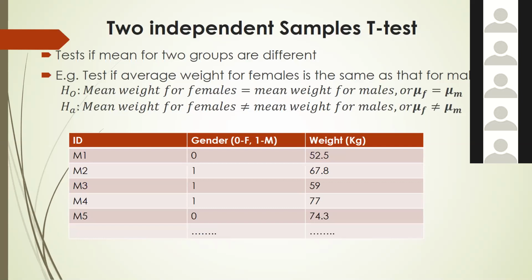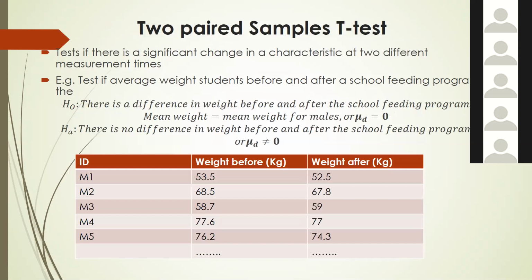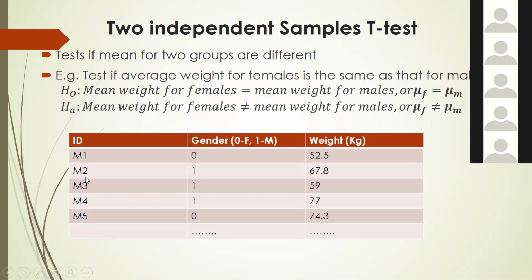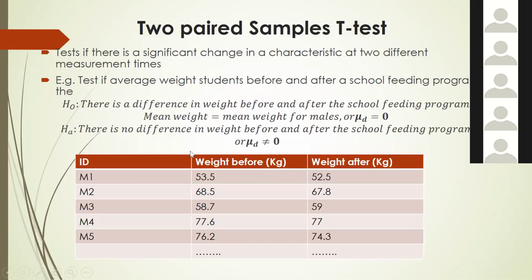Now, for two independent samples t-tests, you will realize that it's moving from this particular type of data structure. For this data structure, it is the same person, their value before and their value after. The same sampling unit, their value before and their value after, like that, before and after.